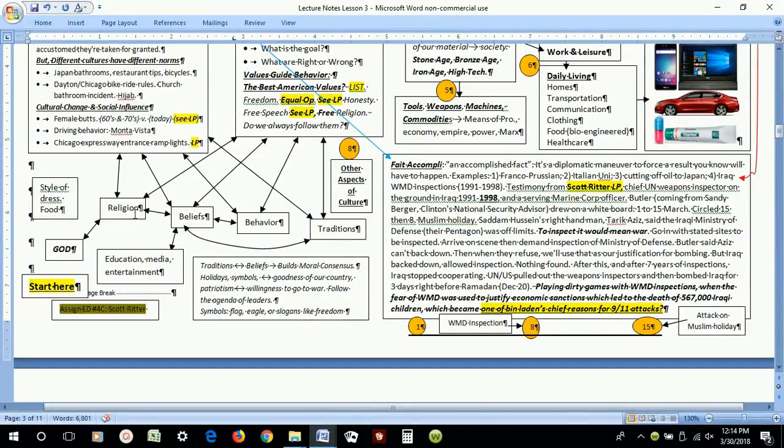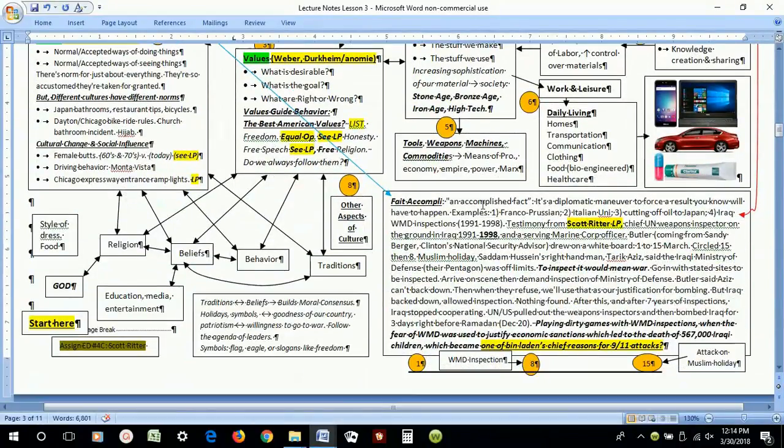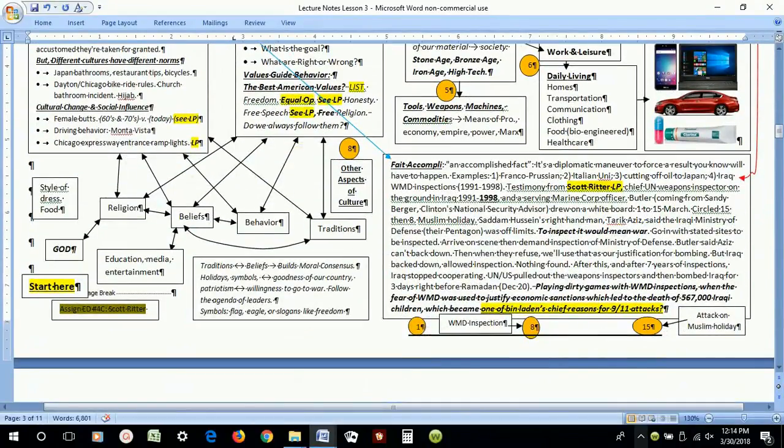It could be your beliefs are part of your culture, your behavior, right? And each of these can affect each other. Traditions, right? Other aspects of culture here: education, media, entertainment can affect that, right? God can affect religion. So these are other elements of culture, right? But the four main elements are language, norms, values, and material. And I think I've given you enough on that. Okay.